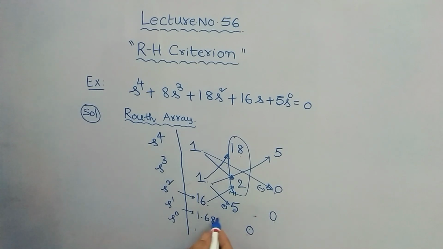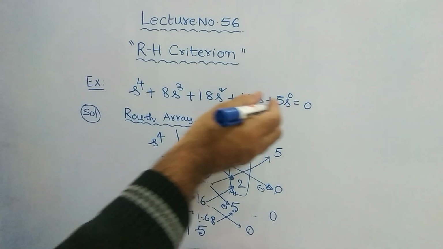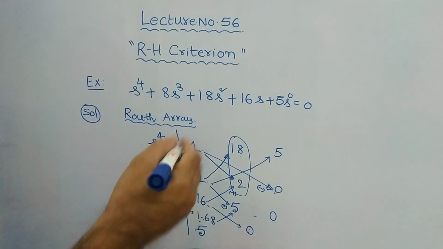And finally, what is the s power 0 value? What will you get here? Here obviously, again the same, 1.68 into 5 minus 16 into 0, by 1.68. Clear? 1.68 into 5 minus 16 into 0 is 0, so 1.68 into 5 by 1.68. Therefore, 1.68 by 1.68 will be cancelled out. You will get 5 only here. So this is what the Routh array is. This is the simplification. From the given characteristic equation, the Routh array will be formed like this.